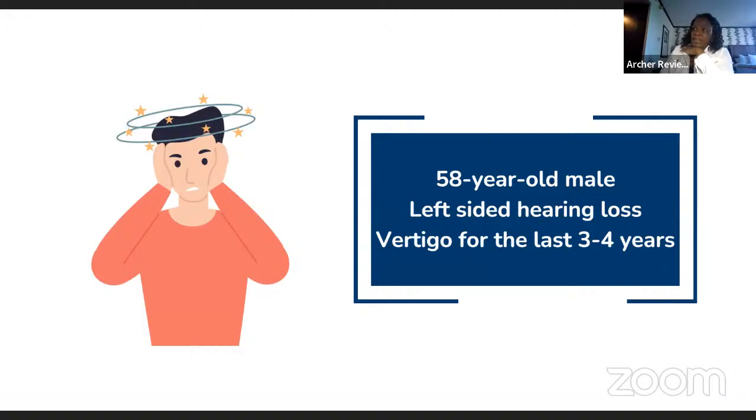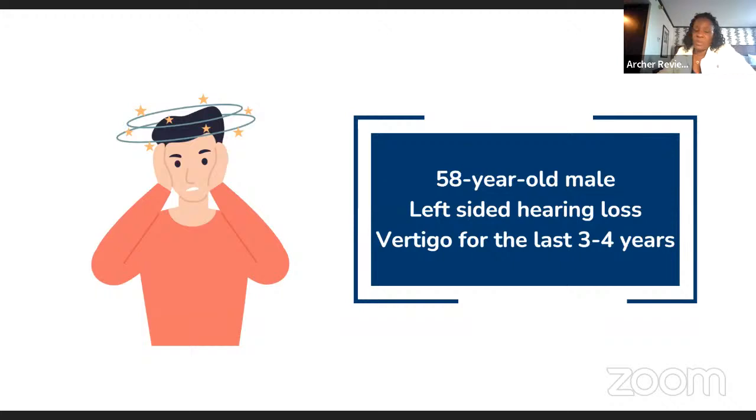Okay, let's talk about this patient, a 58-year-old male with left-sided hearing loss and vertigo for the last 3 to 4 days. So we have an Asian male who comes in saying he has left-sided hearing loss and vertigo. What might you suspect is going on with him? It would be acoustic neuroma, sometimes called vestibular schwannoma. So let's point this out.